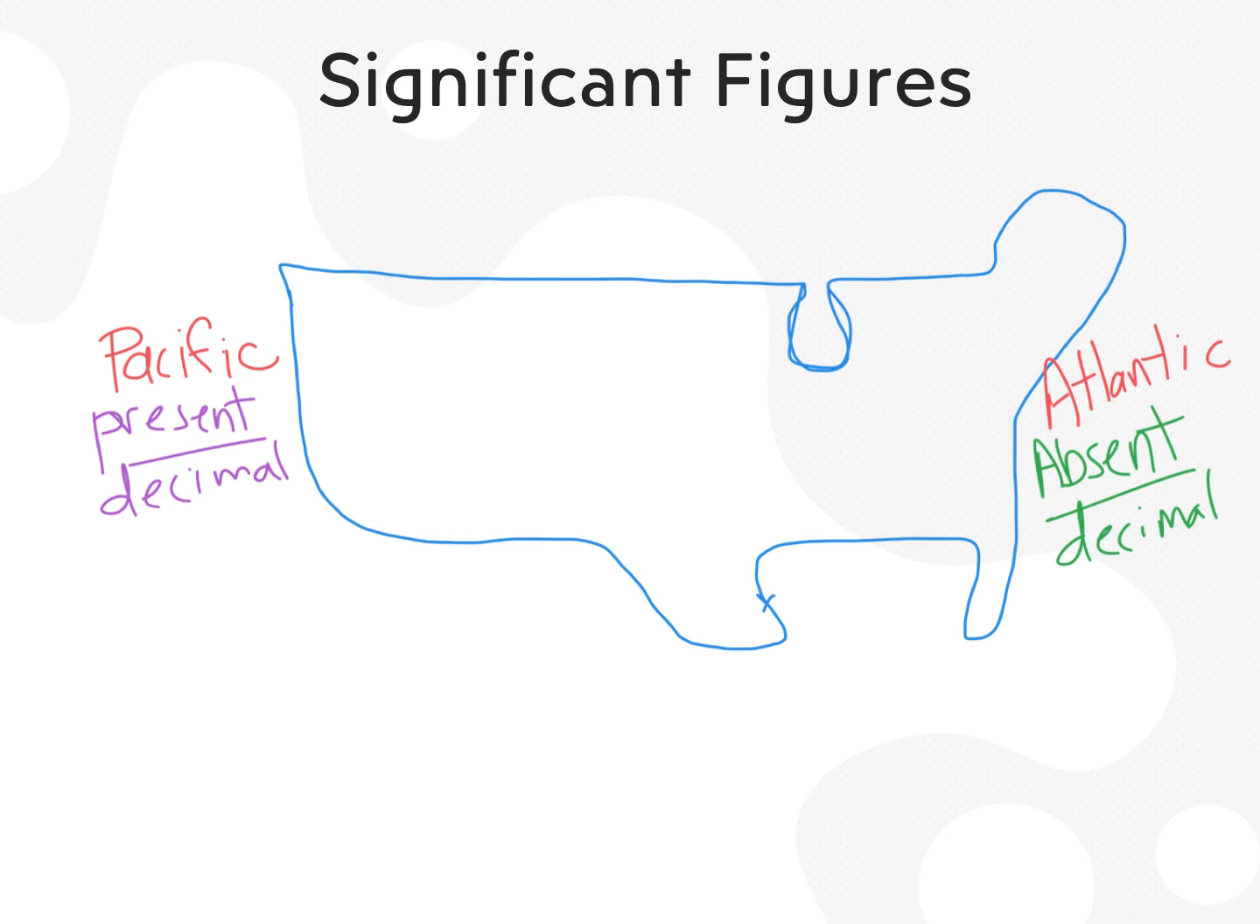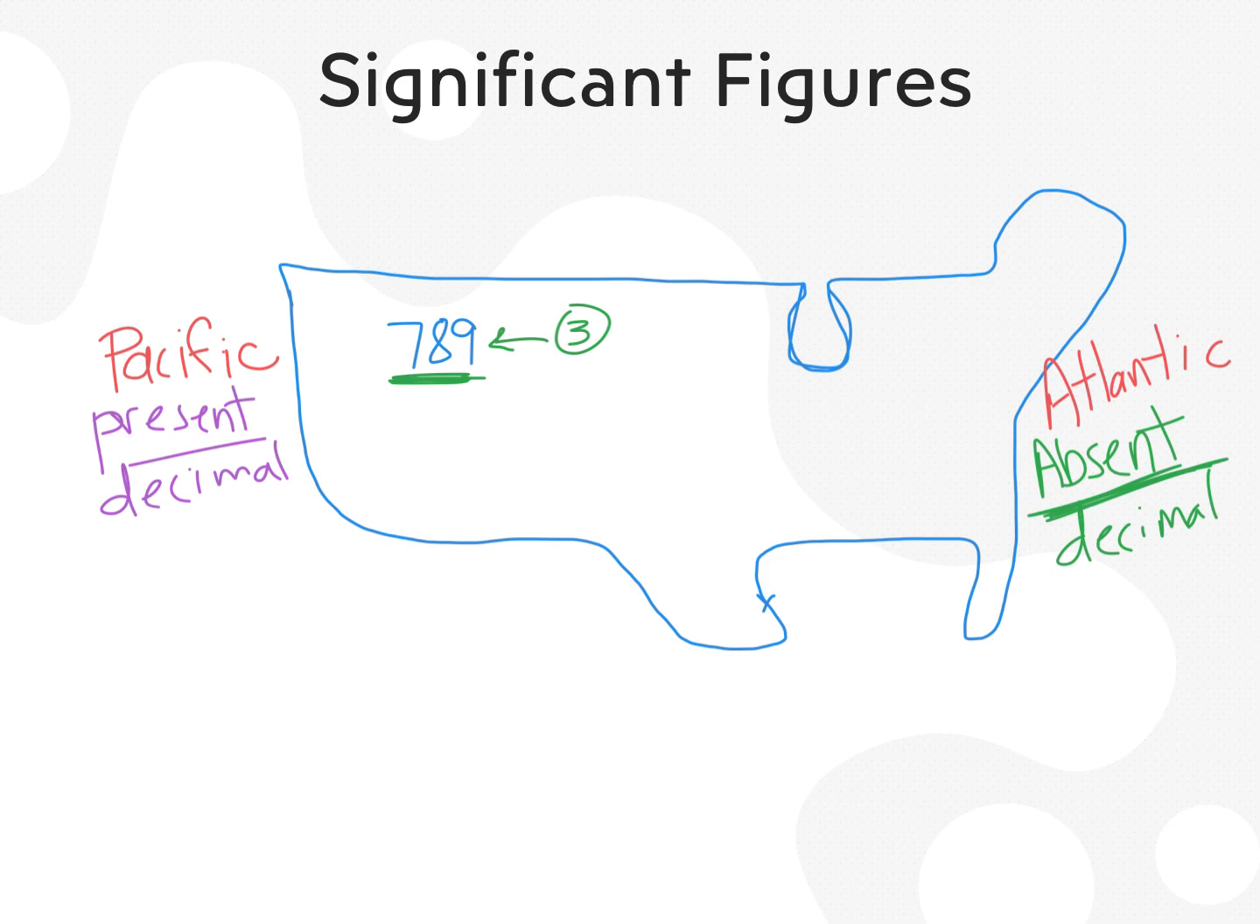So I'm going to put a number here in America. Let's try 789. Okay, so that number does not have a decimal. The decimal is absent. So I'm going to come in on the Atlantic Ocean side of that number, stop when I get to the first non-zero integer, count everything that's left. There are 3 numbers left. This number has 3 significant figures.